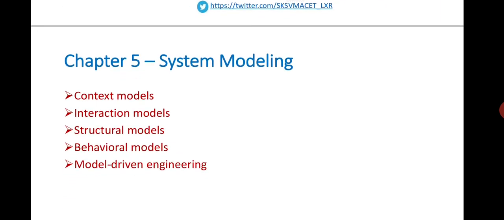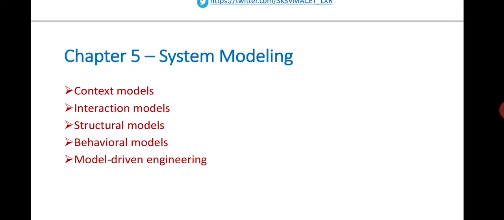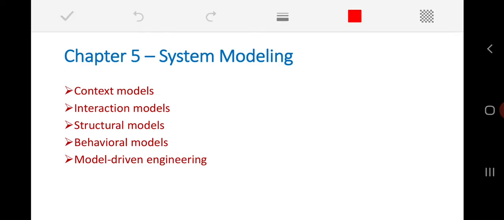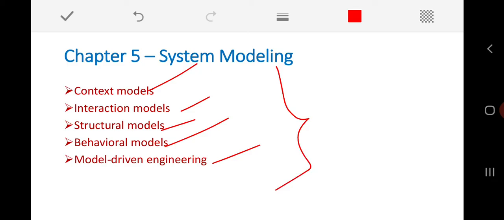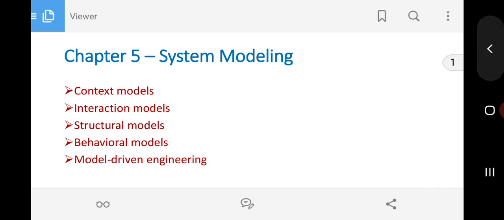So the content of this system modeling is, here we are going to discuss the different types of models: context models, interaction models, then structural models, then behavioral models, then model driven engineering. These are the different types of models that we are going to discuss under this chapter.